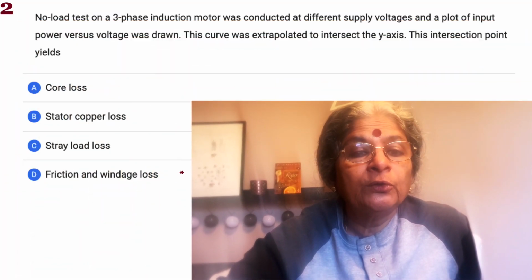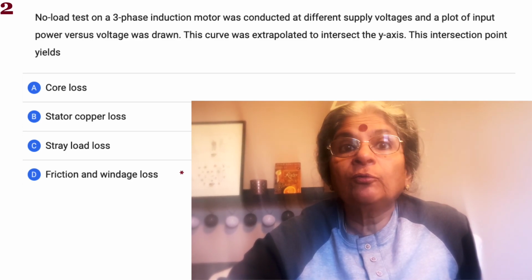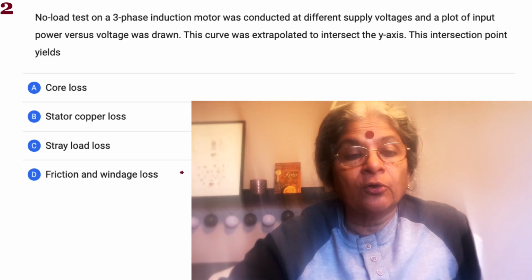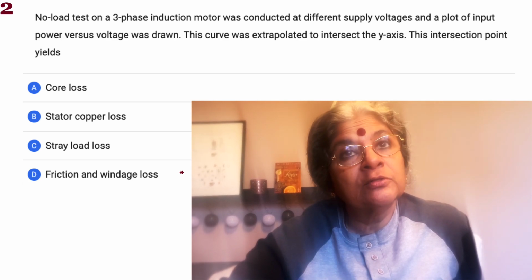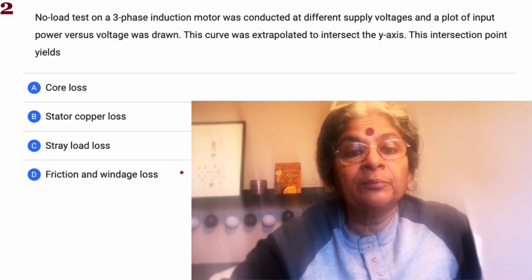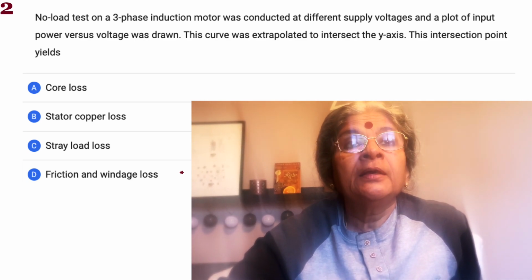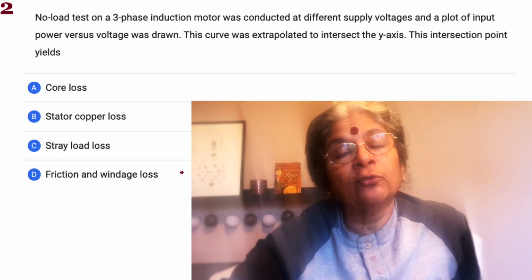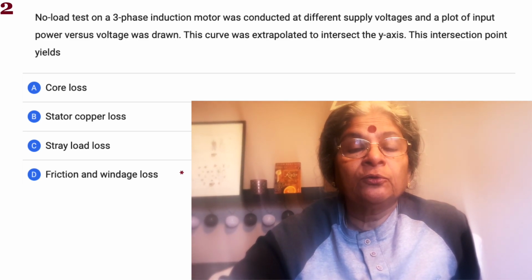The second question is wherein a no load test is conducted on a 3-phase induction motor at different supply voltages, and the plot of input power versus voltage was drawn. Input power is changing because the voltage is changing, but if the machine is moving, something that always has to be given to the motor is the friction and windage loss. So this is again a question with respect to the losses of a machine.